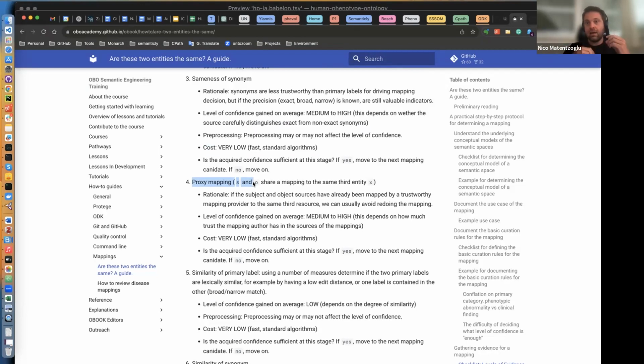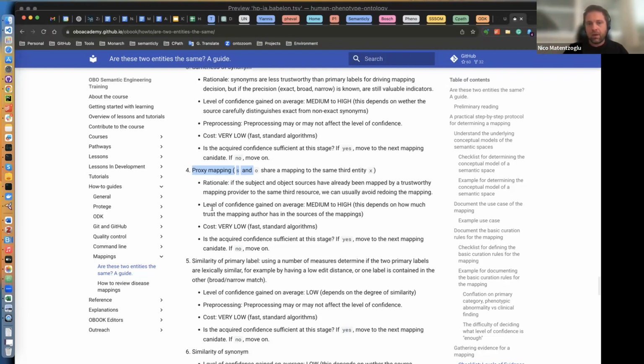And let's say you have your ICD 10 and you have your Mondo, and then there is one other resource out there that is both mapping to Mondo and ICD 10. Then you can exploit a proxy mapping, or even if both of these resources happen to map, for example, to Orphanet, you can exploit these proxy mappings in your pipeline as well.